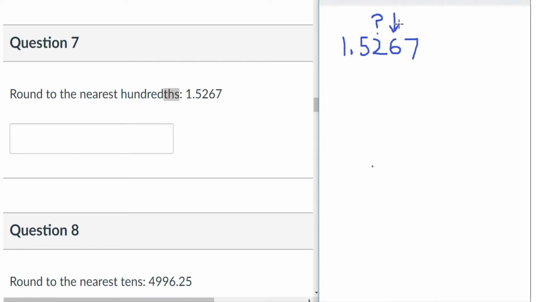So since it's between 5 and 9, we're going to round up. So the 2 becomes a 3, 1.53. Everything else becomes a 0, but we won't document that. So for number 7, just enter in 1.53.